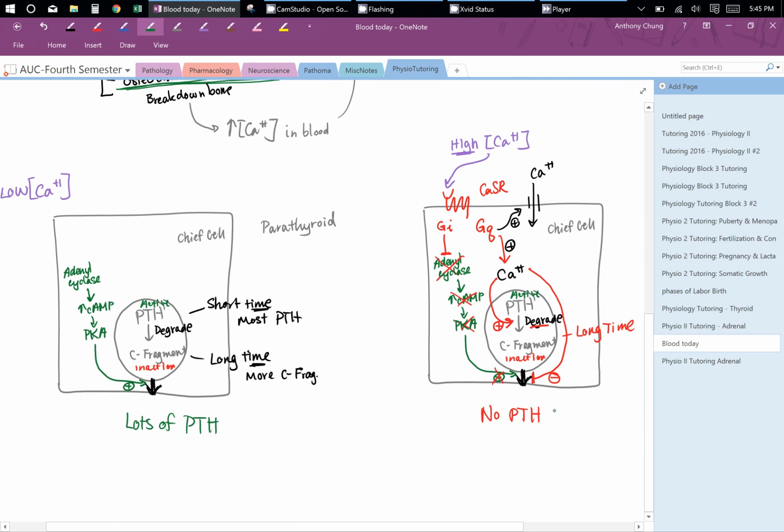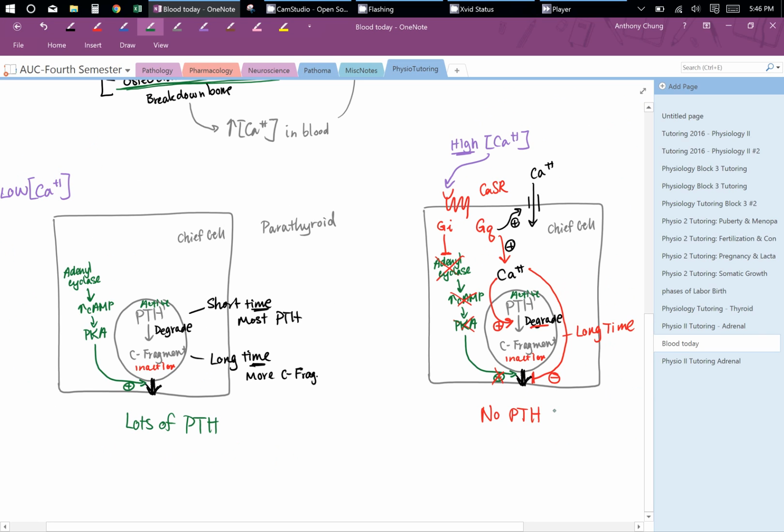So does this make sense to everyone? These two scenarios? Okay. If you guys have questions, feel free to ask afterwards too if something didn't make any sense.